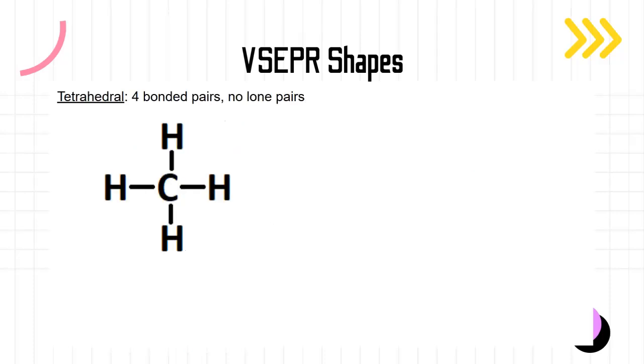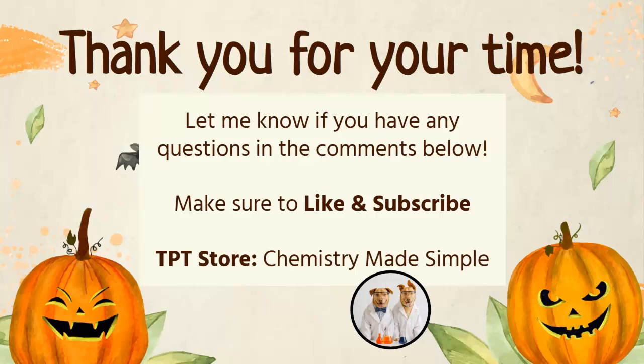Tetrahedral is the final VSEPR shape, and that's when you have 4 bonded pairs and no lone pairs. So if we look at our image, we have carbon in the middle, surrounded by 4 hydrogens, each bonded with a single bond, and no lone pairs on the central atom, so no dots.